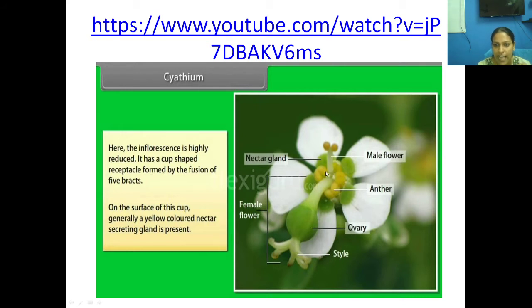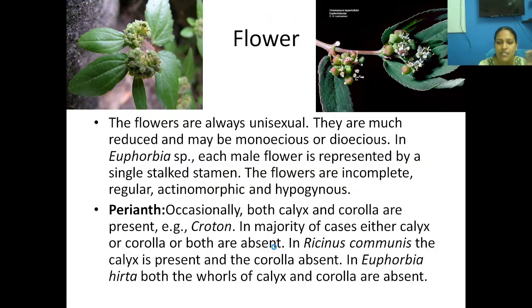and here you could see the anther lobes and the filaments. This is the raised, superior gynoecium, which is tricarpellary, and the style is also reduced. This is the dichotomously branched stigmatic surface. And this is the flower of our Euphorbia hirta. See that globe-like thing, that is the tricarpellary gynoecium.